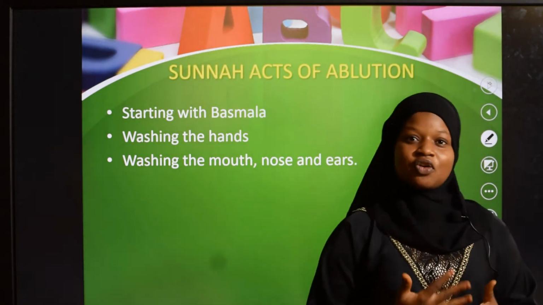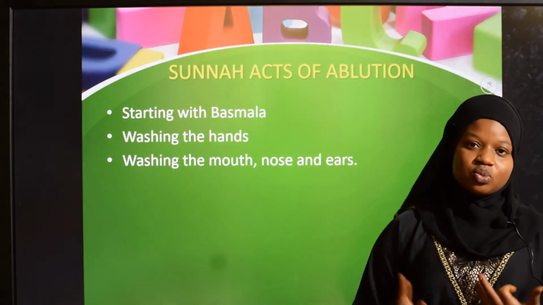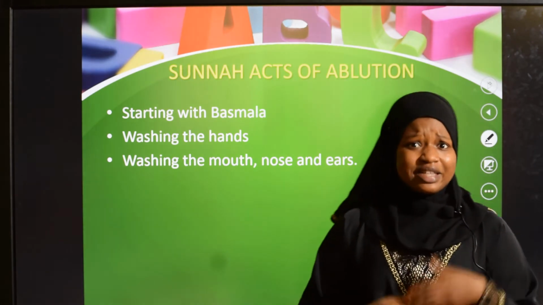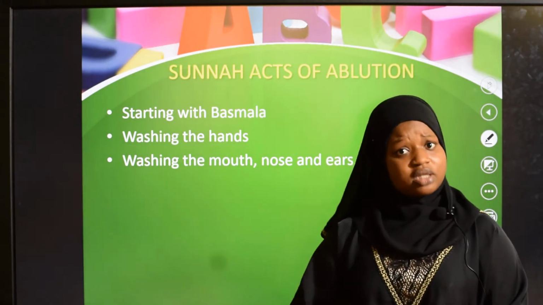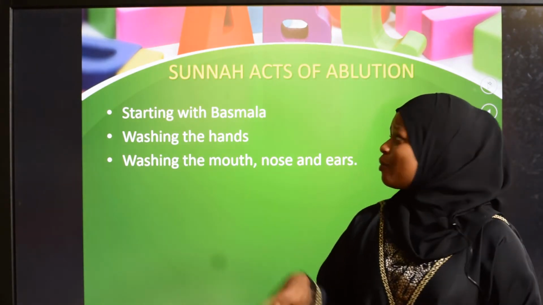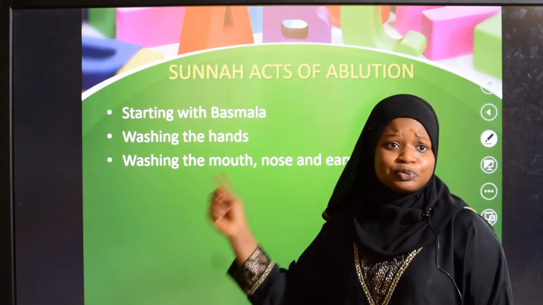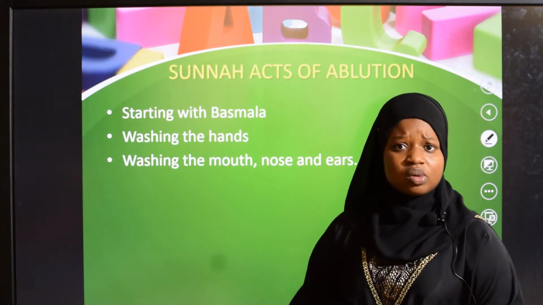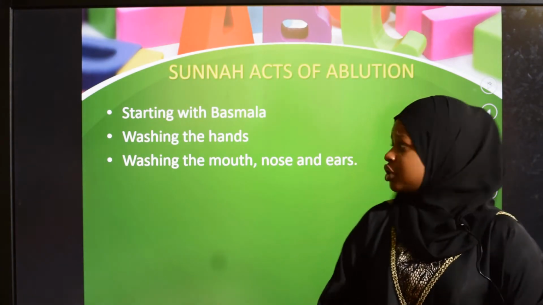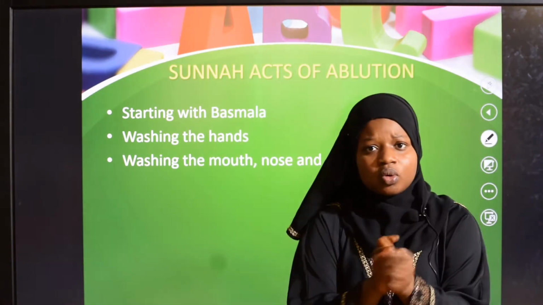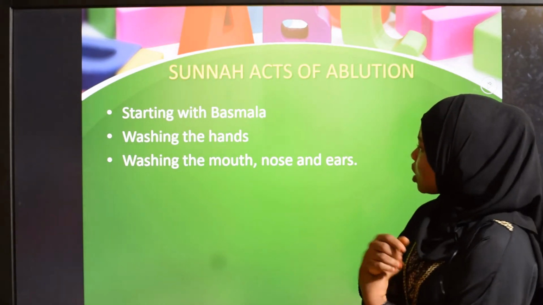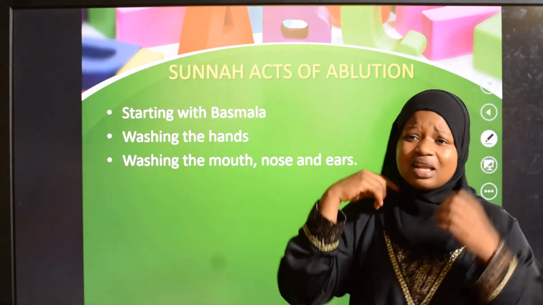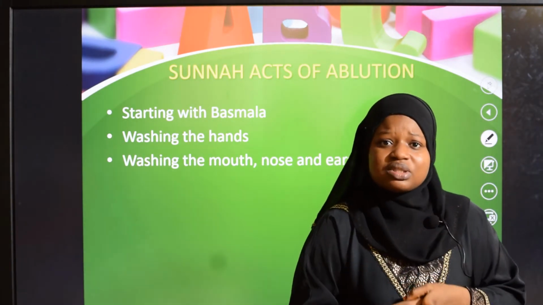Now let's look at some of the sunnah acts. The sunnah acts of ablution, which is what? Starting with Bismillah. It's sunnah. Even though it's sunnah, it is very good. It is part of the ablution, so you have to do it, because the moment you say this Bismillah, you will get reward for following the sunnah of our Rasul sallallahu alaihi wasallam. You also get the reward of performing your ablution. And washing the hands. So washing the hands to the wrist is also sunnah. Wiping them, washing the mouth, nose, and the ears. All these are the sunnah acts.